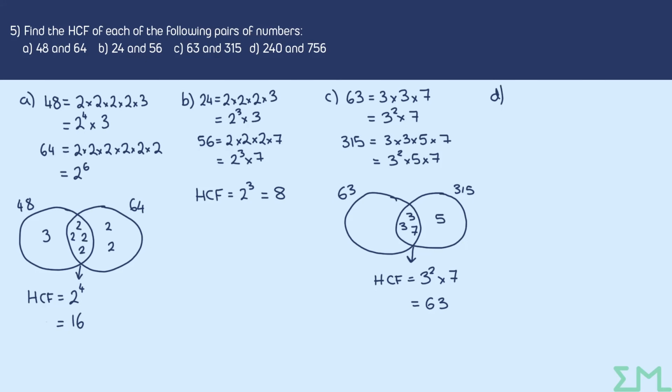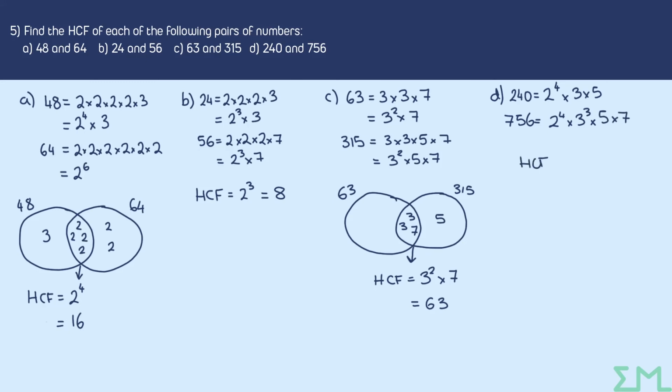Right, 240 and 756. Now we did do these two numbers in the previous question, so I'm just going to write them down from there. 2 to the 4 times 3 times 5, and our 756 came out as 2 to the 4, 3 cubed, and a 5 and a 7.